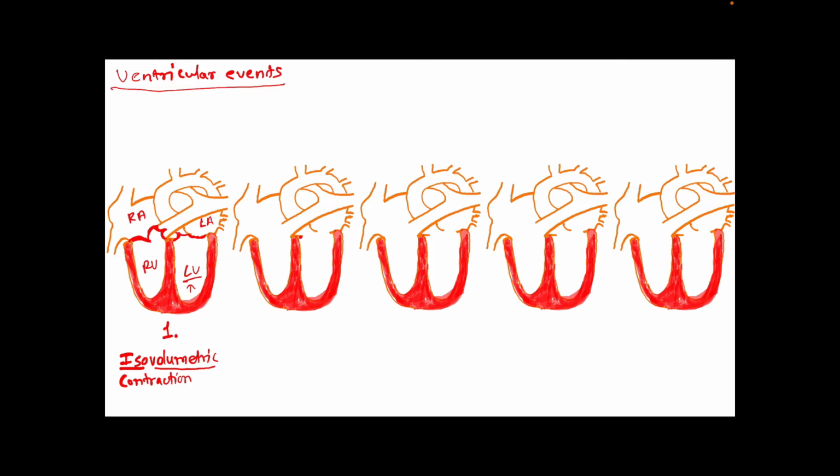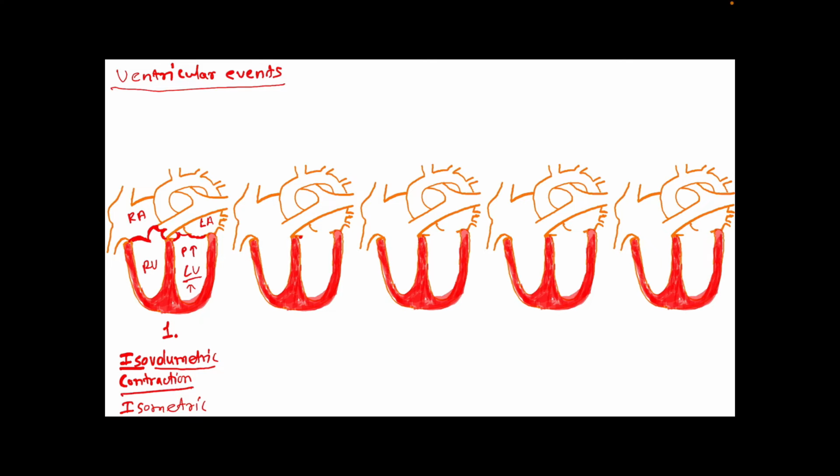But the pressure inside the ventricle is increasing continuously, and there is no change in the volume. The length of the cardiac muscle remains the same. So the length of the cardiac muscle is the same, the volume is the same, but the pressure is increased. That's why it is called the isovolumetric contraction phase. Another name is isometric contraction phase. This phase starts with the atrioventricular valve closure and ends with the opening of the semilunar valve.